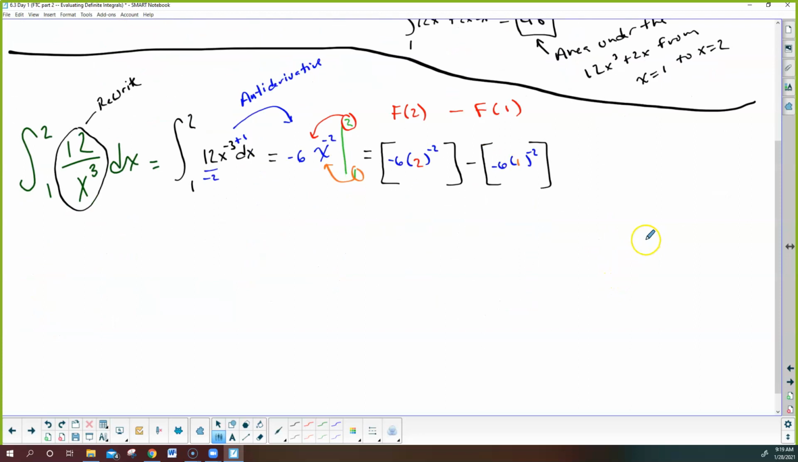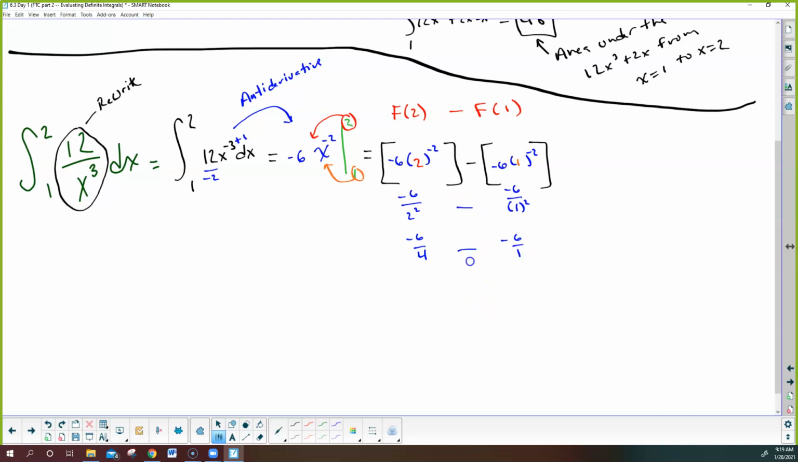And now it's just algebra. All of these should be no calculator questions. So I hope you're thinking, okay, well, wait a minute. What is 2 to the negative second power? Let's just deal with that negative and put it down below. So that becomes negative 6/4. And then same thing here. This becomes negative 6 over 1 squared, which ends up being negative 6 over 1.